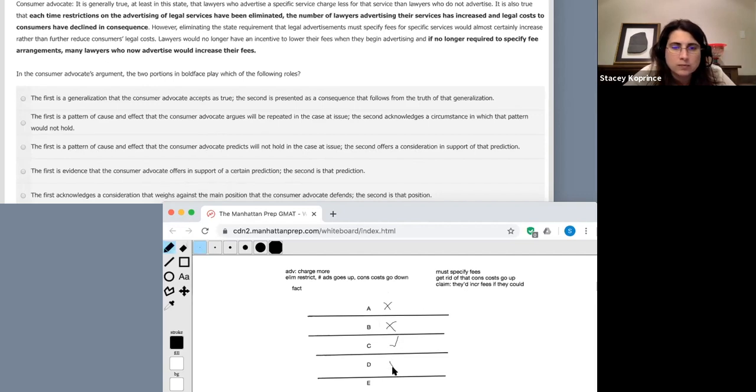No. Oh, I hate this language. The first acknowledges something that weighs against, yes, the main position. Oh wait, maybe this is it. Is it Siri?